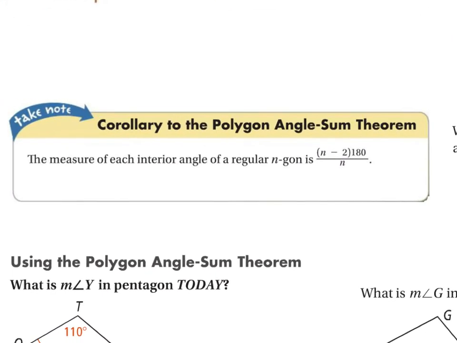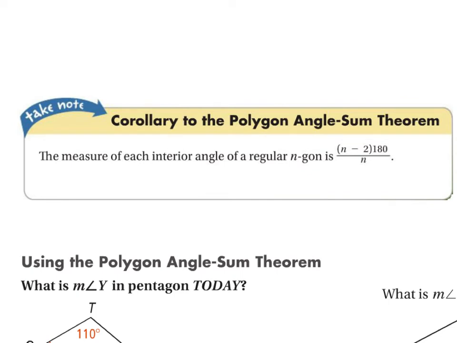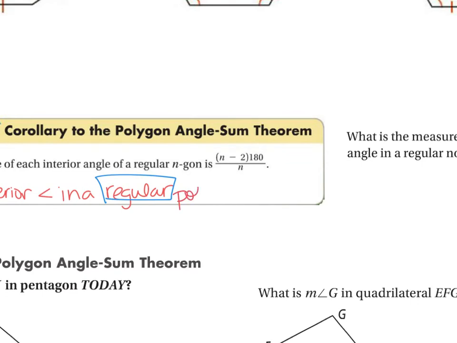All right, so here's another way to do it. Or another theorem to find one interior angle in a regular polygon. It has to be regular. You have this formula: n minus 2 times 180 divided by n.